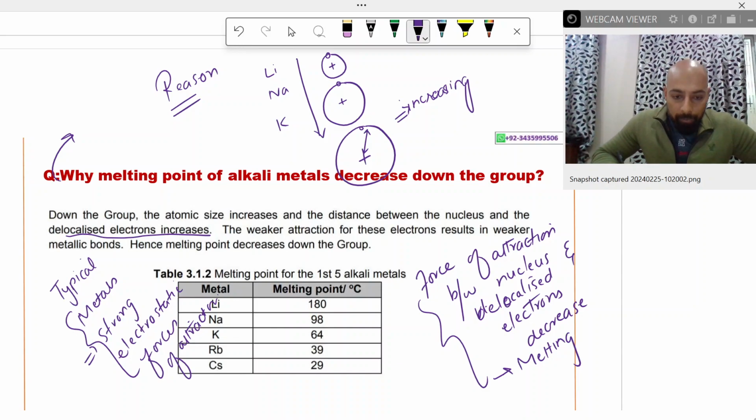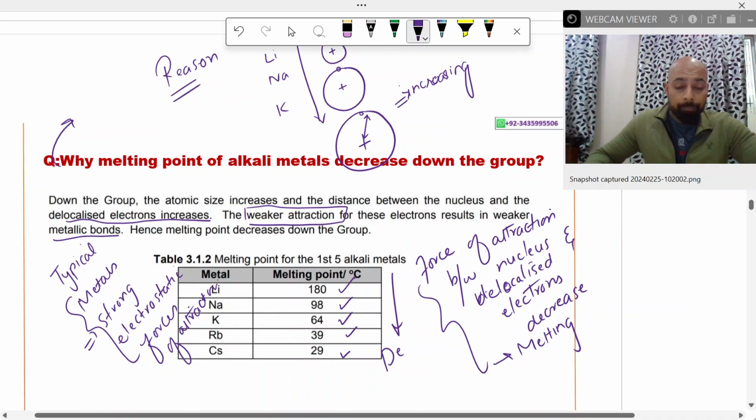So if you study the trend over here, you see that lithium is having 180, then we have sodium 98, potassium 64, rubidium is having, let's say, 39, and cesium is 29, right? So it is decreasing down the group. Why is it decreasing? Size of the atom is increasing, the force of attraction between the nucleus and the delocalized electron is decreasing. It's getting weaker. Electrons result in a weaker metallic bond, so their metallic bonding gets weaker. So melting point decreases down the group.